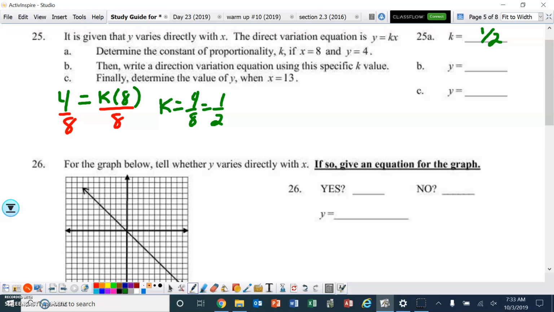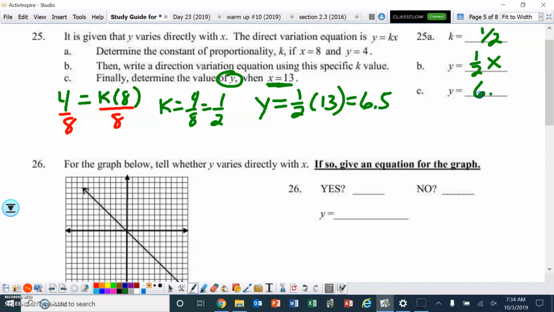All right, now write the equation for that. So y equals 1/2 x. Okay, what if x is 13? What is y? All right, well, I want to know what y is, so y equals 1/2 times 13. Well, half of 13 is 6.5. Voila.